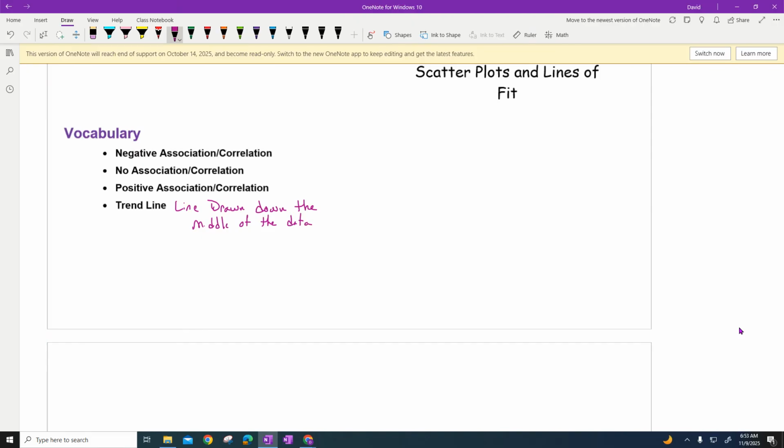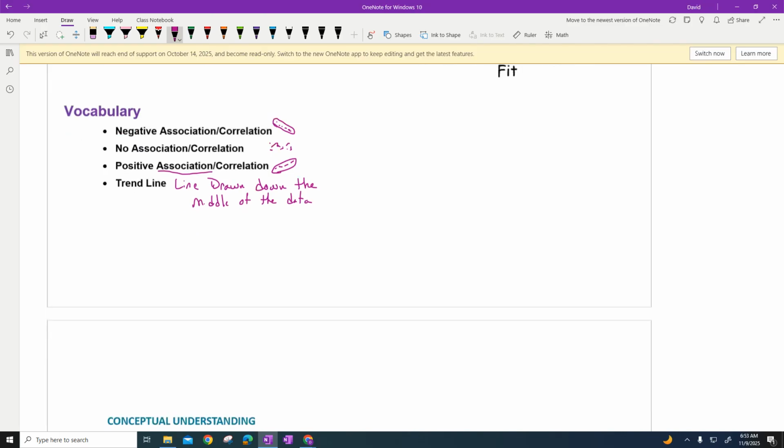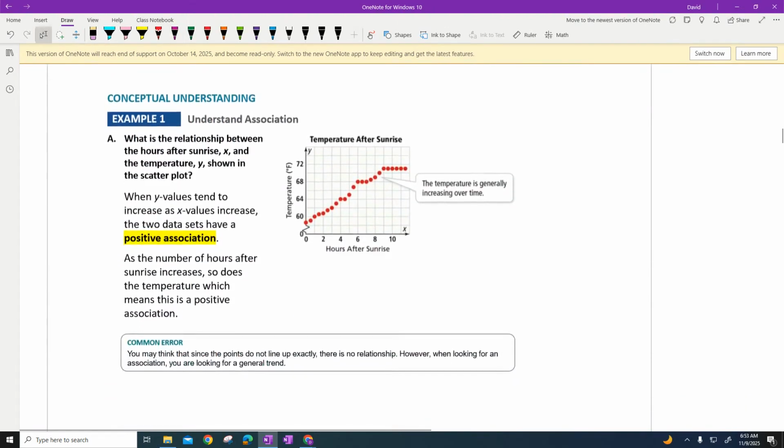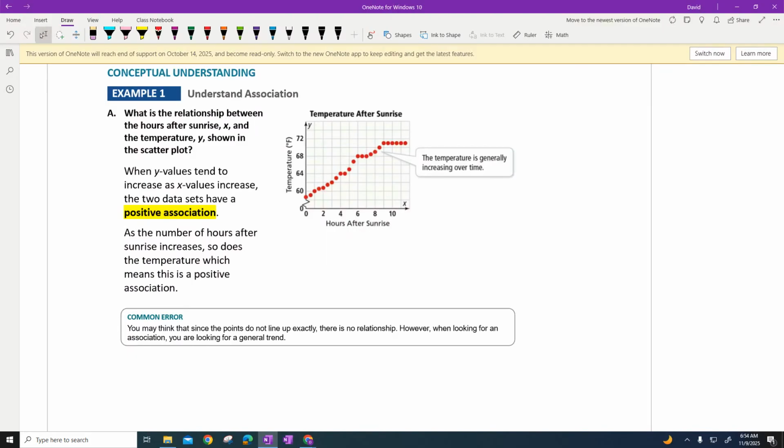Okay, positive correlation, but now they have this word association, which means the exact same thing. So with positive correlations, our dots are going up. Negative association, we learned and reviewed yesterday: our data points as we read from left to right are going down. And no association would be that they're all over the place. There is no pattern. Okay, pretty easy review from yesterday. And so we're going to take a good portion of our notes today talking about positive association, negative association, and no association. But now we're studying labels and things like that in real world problems.